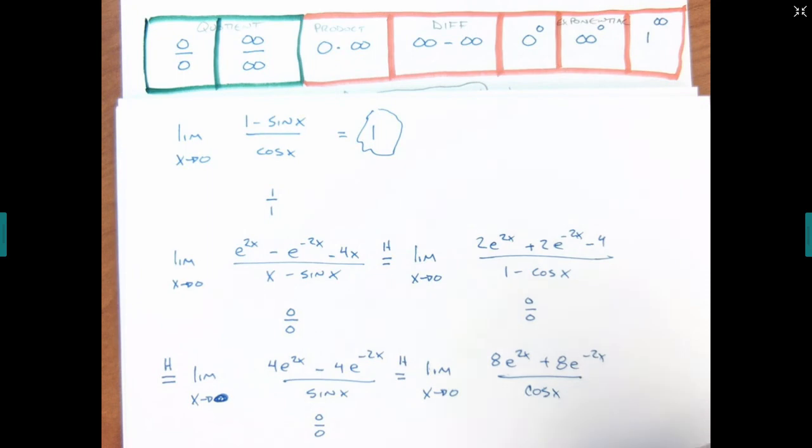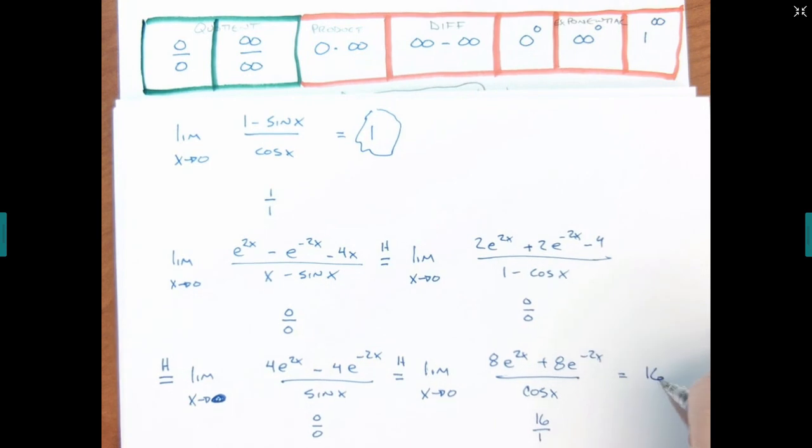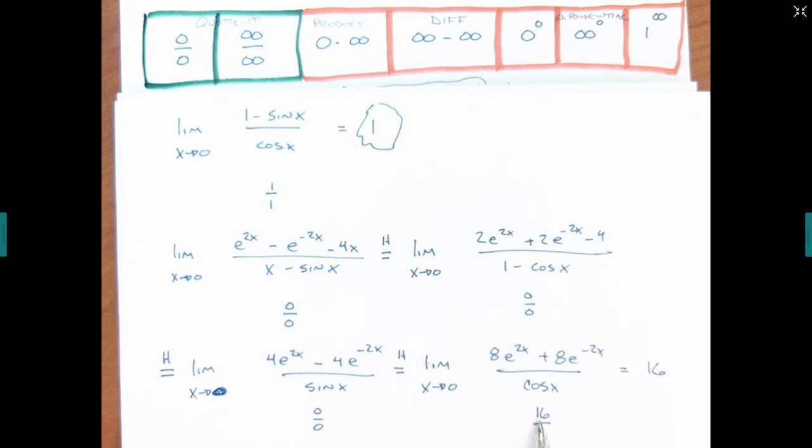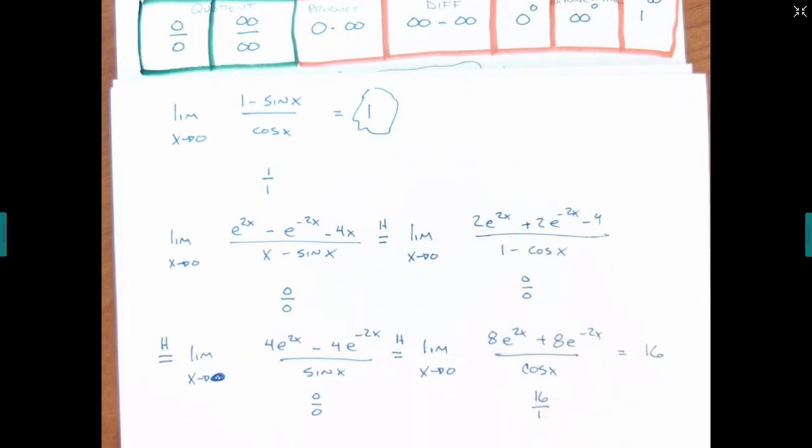Well, it looks like we're going to have a denominator that is non-zero here. The denominator is 1 because cosine of 0 is 1. The numerator looks like we've got 8 and 8 added together, so we've got a 16. So it looks like no use of L'Hospital's Rule here at the end.